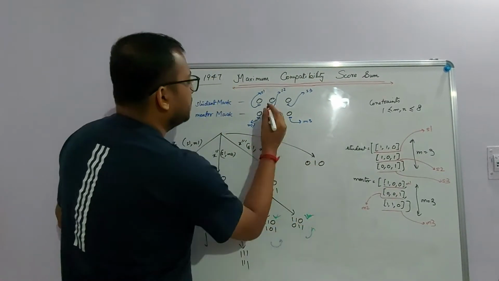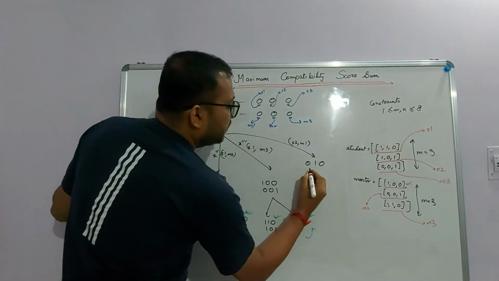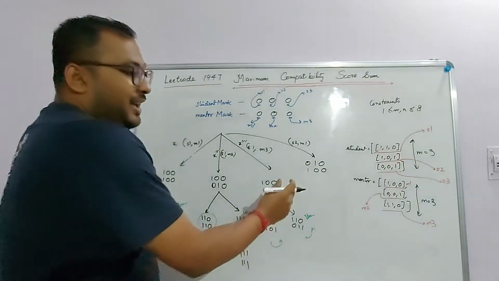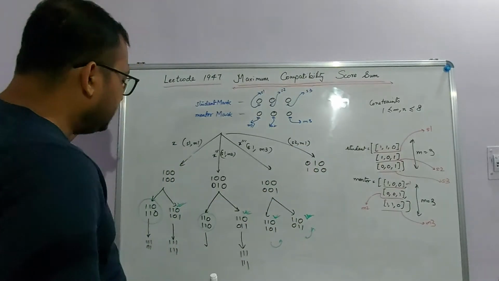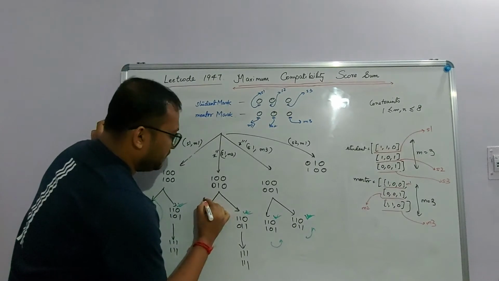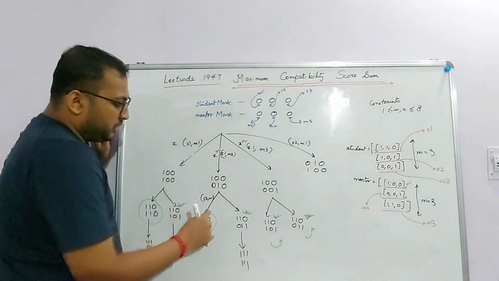I take this student 2 and map it with mentor 1. So what do I get? When I do it with mentor 1, I get 1 0 0. So have you seen this step anywhere where I am matching student 2 and mentor 1? Let's see. So yes, here in this step I am actually matching student 2 and mentor 1. So here I take student 2 and mentor 1 and I match them.